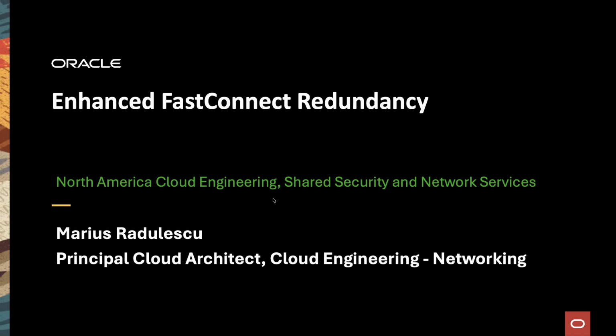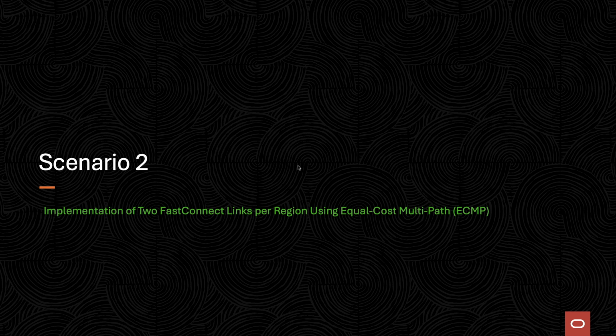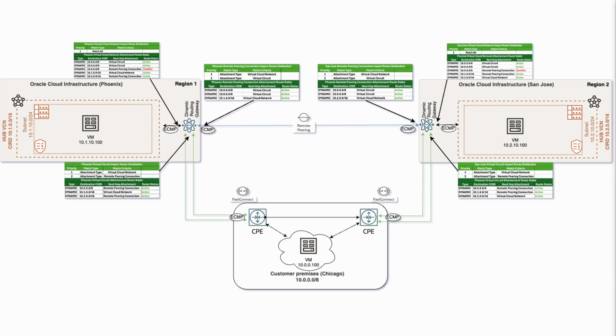Hi everyone. Today we will discuss enhanced FastConnect redundancy with RPC as a backup and the implementation of two FastConnect links per region using equal cost multipath. We will refer to the network diagram displayed on the screen and will concentrate on the configuration of the DRG rather than on the resources needed for the end-to-end connectivity.